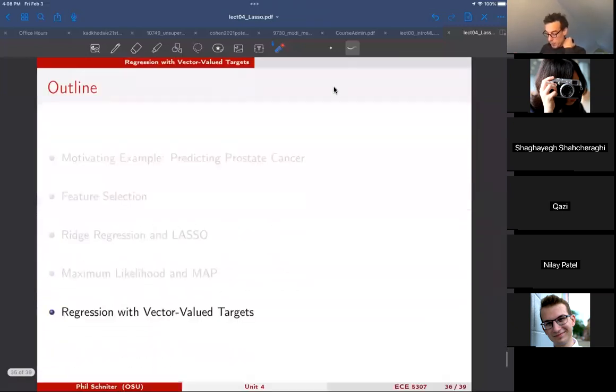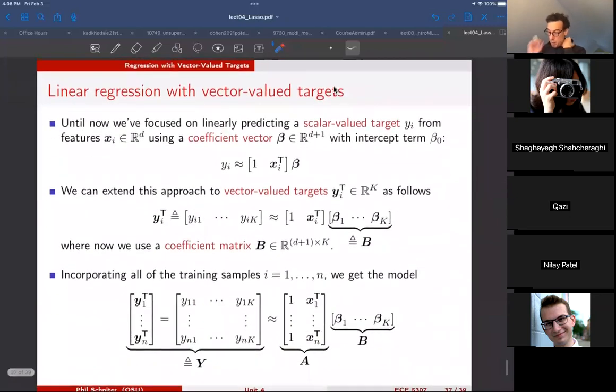So the very last thing I want to get to, because it's used in the lab for this unit, is an extension of linear regression that we can use when we have more than one target. So until now, we focused on scalar-valued targets. So, you know, we're just predicting one thing like miles per gallon. What if we want to jointly predict several things from the same features? So let's say that there are going to be capital K different things we're going to want to predict. So that means for the ith sample in our data, we actually have K different targets. Let's stick them in a row vector and call that y_i transpose.